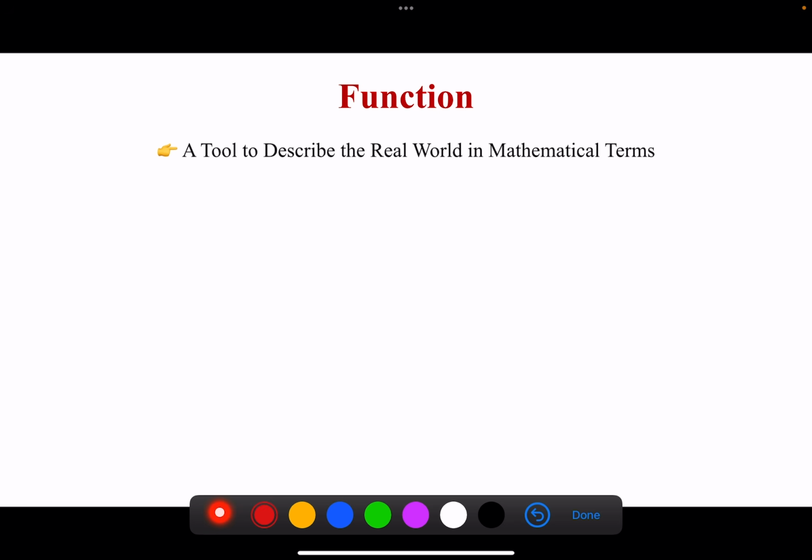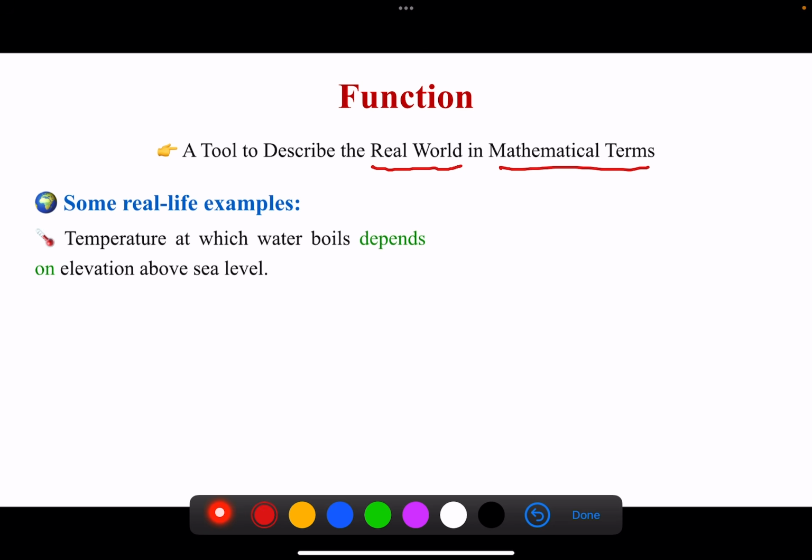Function. A function is a tool to describe the real world in mathematical terms. Basically, a function describes relations in the real world. For example, the boiling temperature of water depends on elevation above sea level.